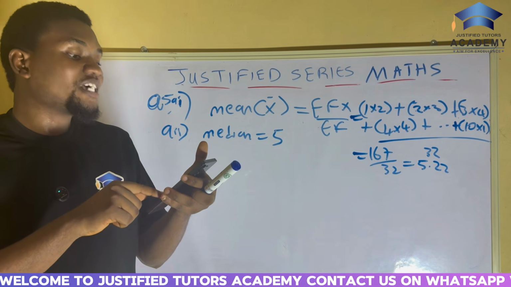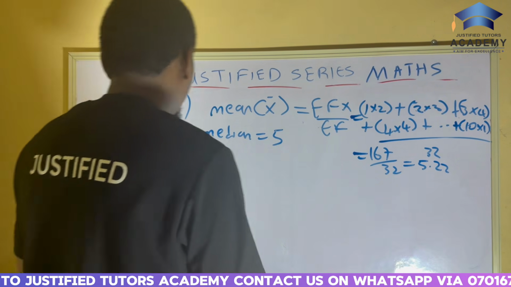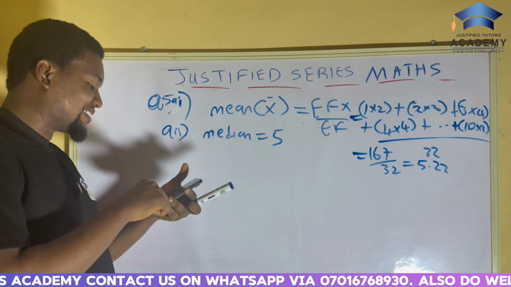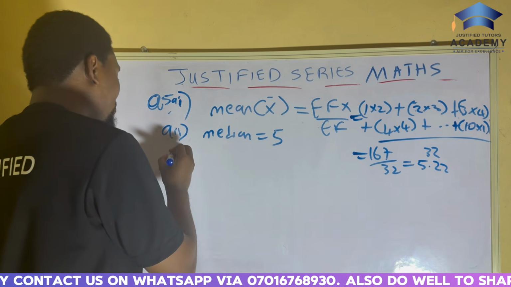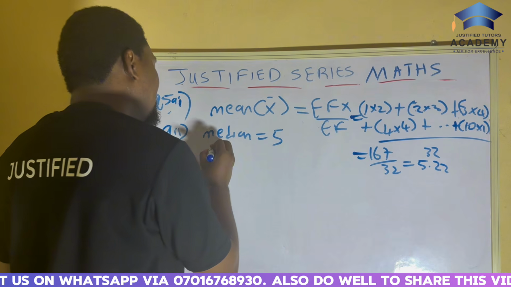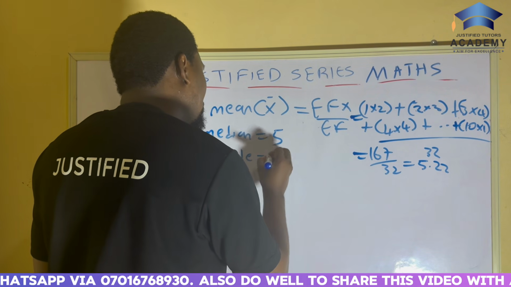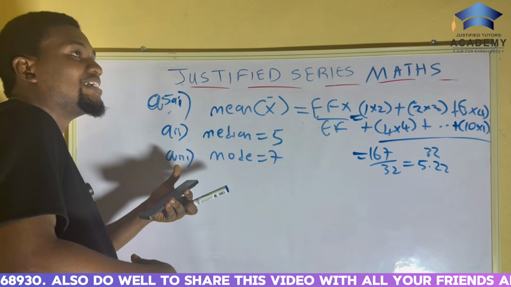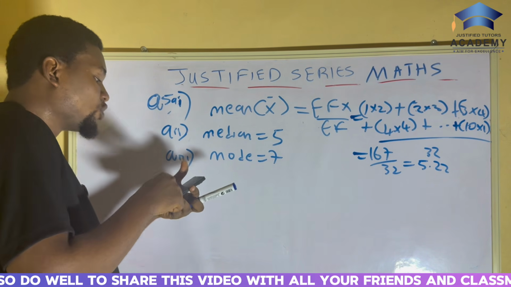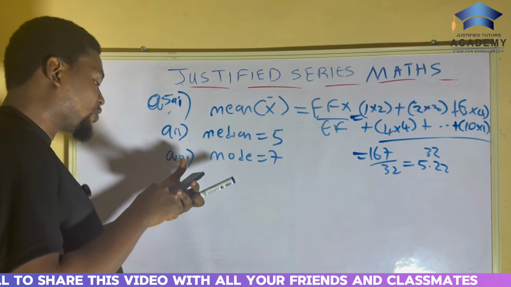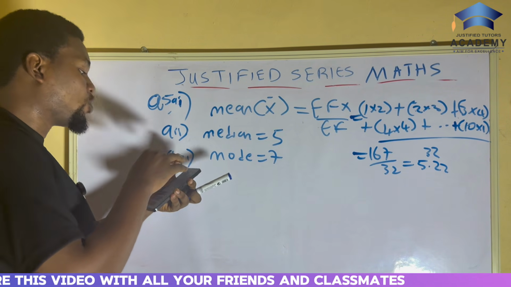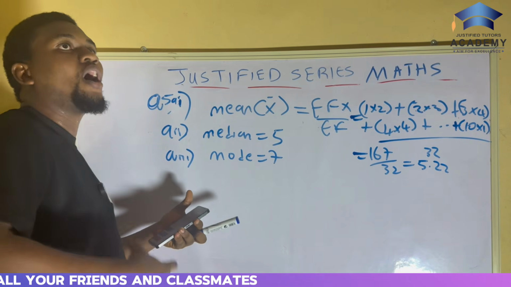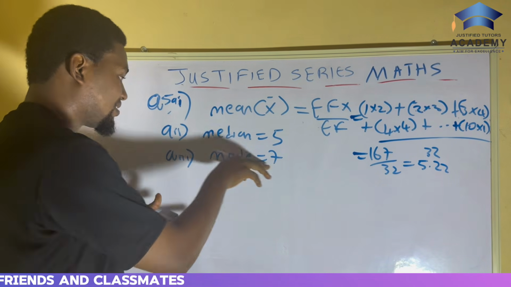The mark scored with the highest number of students is the mark with the most students. So the mode here is 7, because the mode is the one with the most people, the highest frequency. Your frequencies are 2, 3, 4, 4, 4, 4, 4. So look at it there. Which one has the highest frequency? The highest frequency there is 5. And what mark does it belong to? 7. That's why the mode is 7.